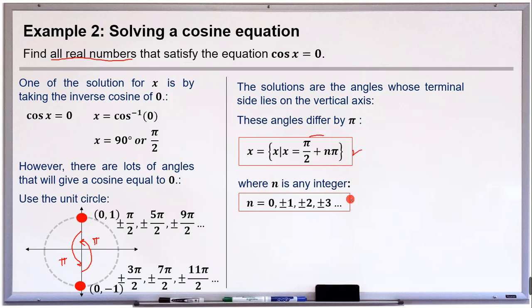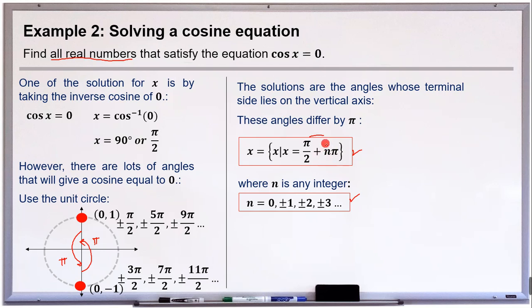So this is our final answer for this equation. Again, we have lots of answers for this one. That is why we represent that one in equation 4, in terms of n, where n is an integer.